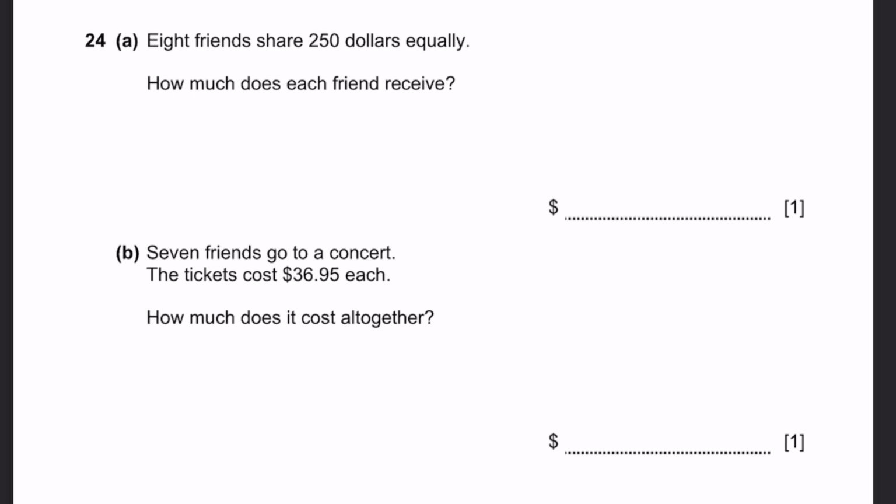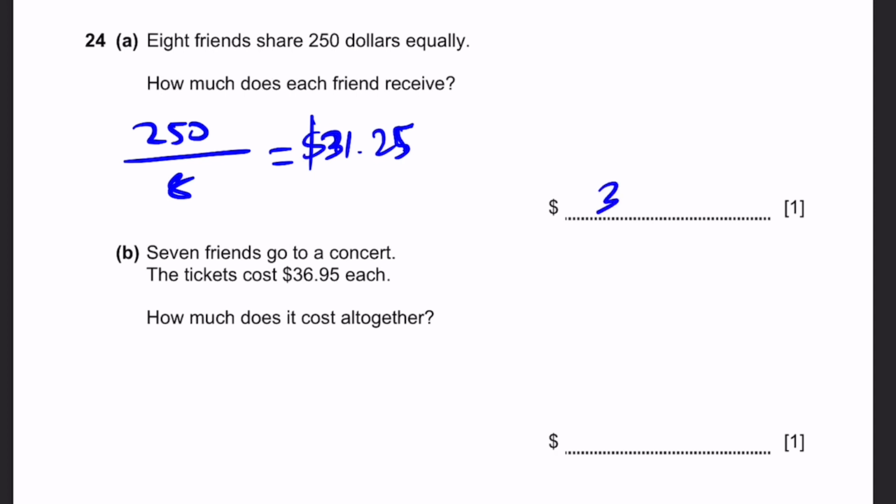Question 24. A. 8 friends share $250 equally. How much does each friend receive? That'll be 250 by 8, which is equal to, if you do it correctly, $31.25. That's the answer.